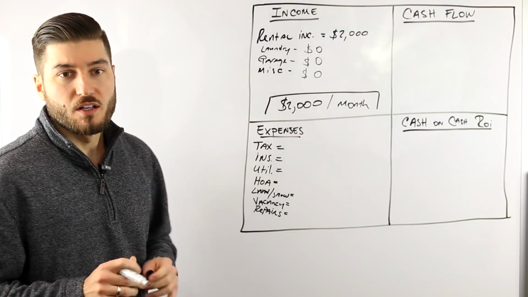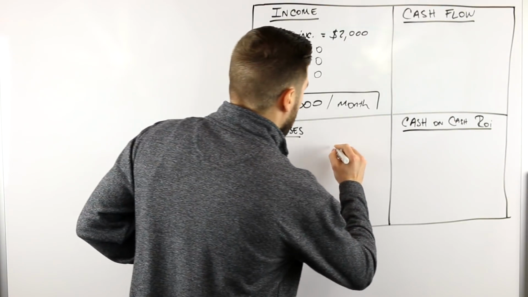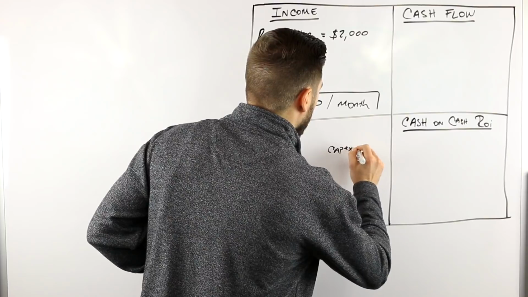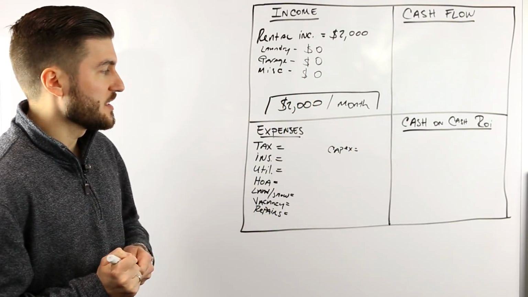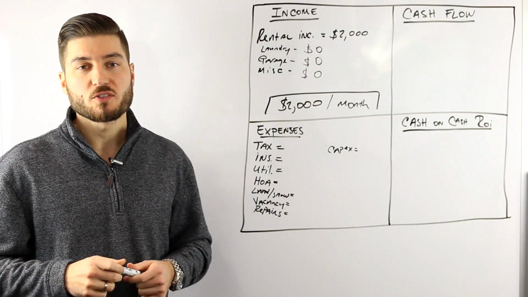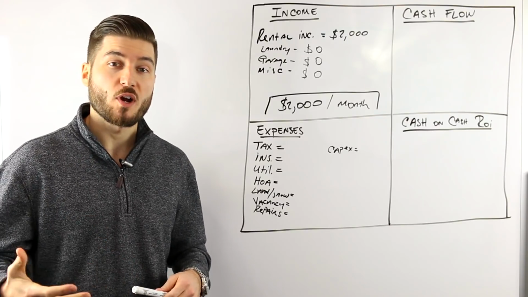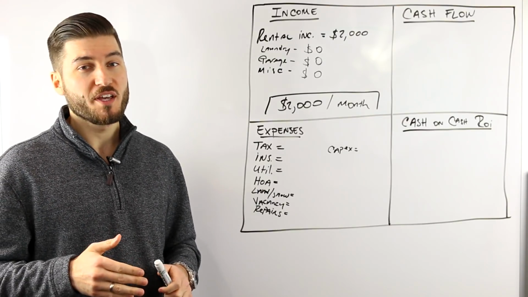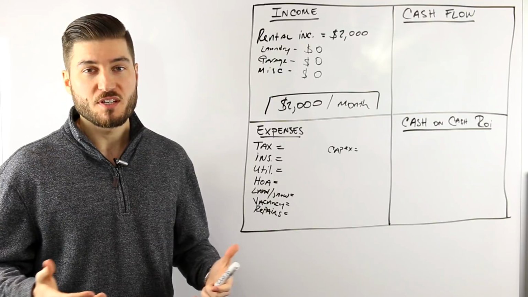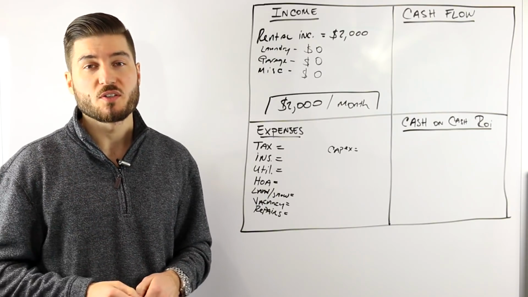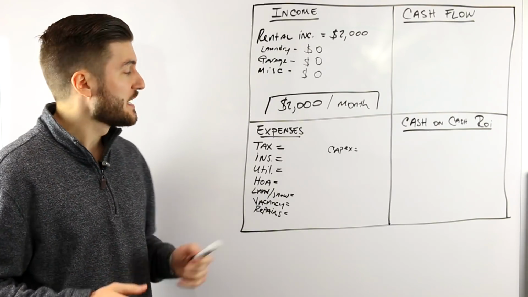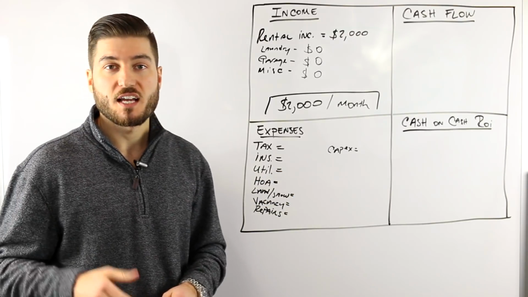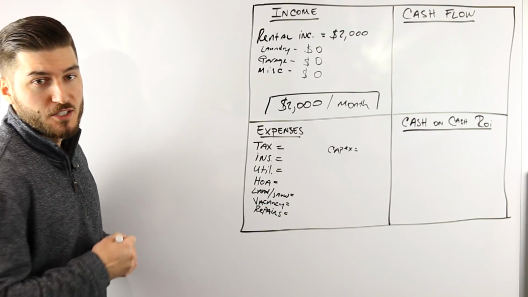Okay. Then we have Capex. Capex stands for capital expenditures. These are typically expenses that you save for over the long term, like a roof replacement or a driveway replacement. You know that you're not going to replace a roof every month or every year, but you know that after 20, 30 years that will need to be replaced eventually. So think of this as kind of like a savings account for the property itself.